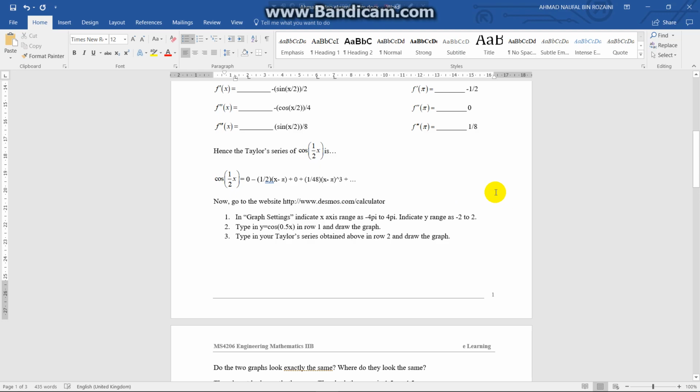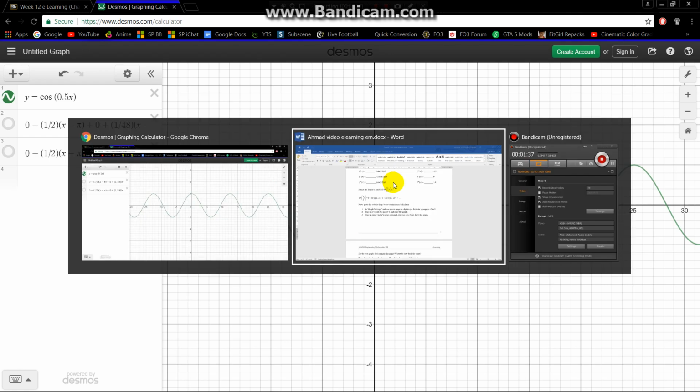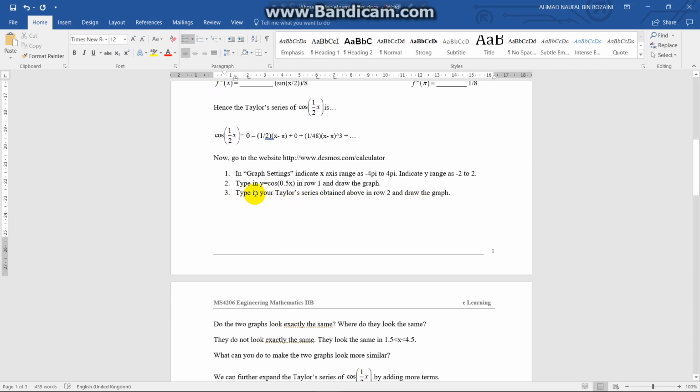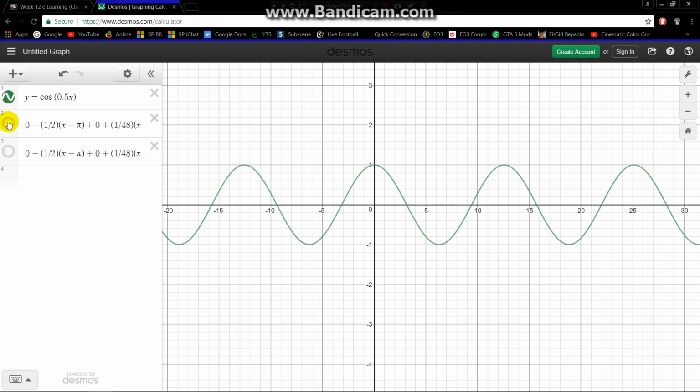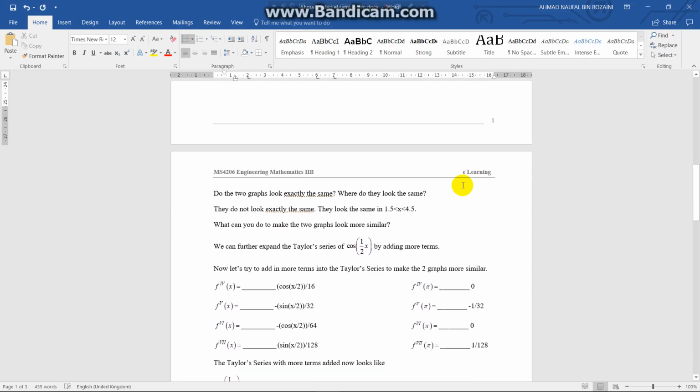Now we head over to Desmos. And this is the cosine half x graph. And we are supposed to type in our Taylor series obtained above and draw the graph, which is this. Now the question is, do the two graphs look exactly the same, and where do they look the same?